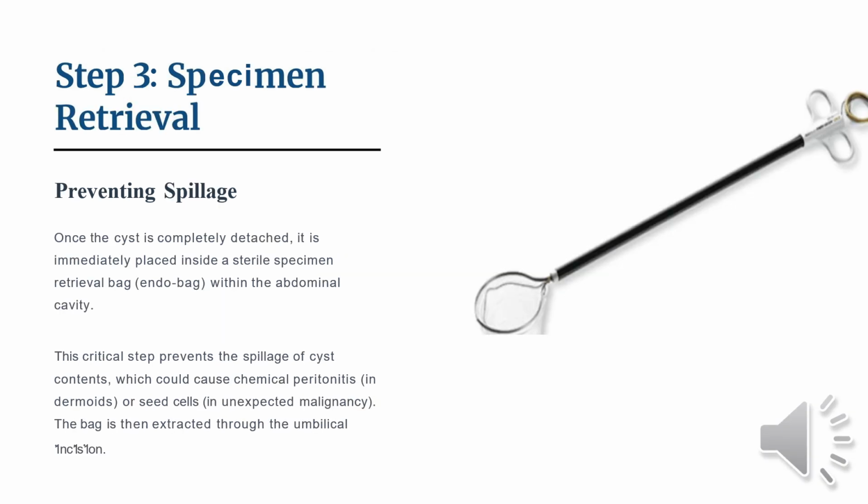After the cyst is detached, it's placed in a sterile retrieval bag to avoid spilling its contents, which could lead to complications like chemical peritonitis. The cyst is then carefully extracted through the umbilical incision.